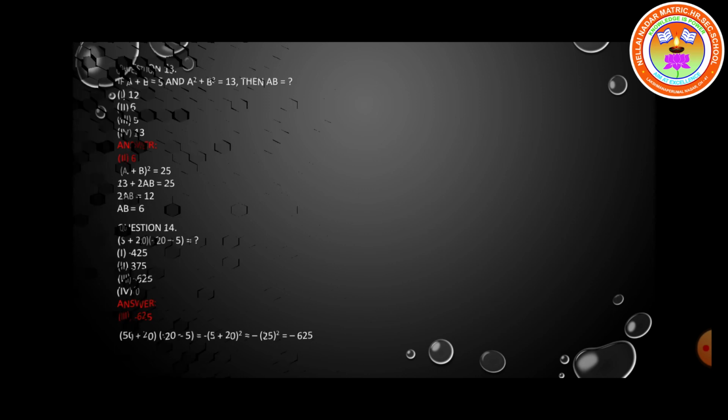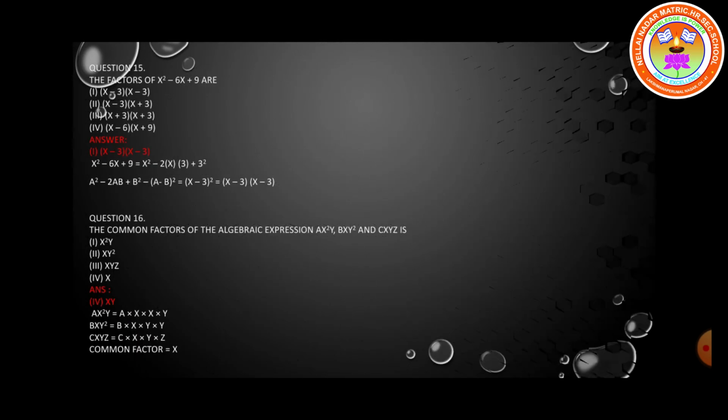Next one, question number 15. The factors of x square minus 6x plus 9 are, what's the answer? x square minus 6x plus 9 can be written as x square minus 2 into x into 3 plus 3 square. The answer is x minus 3 into x minus 3. Therefore, the option is option 1, x minus 3 into x minus 3.